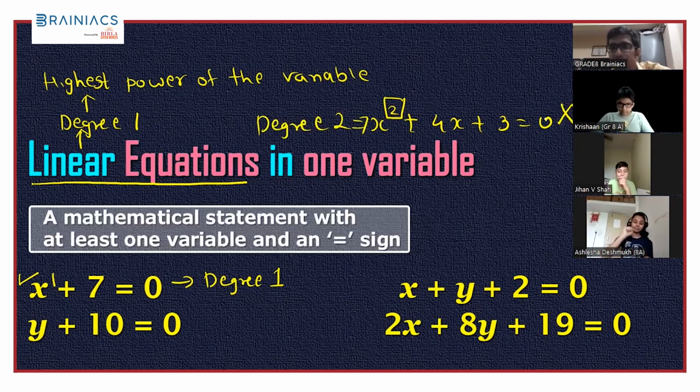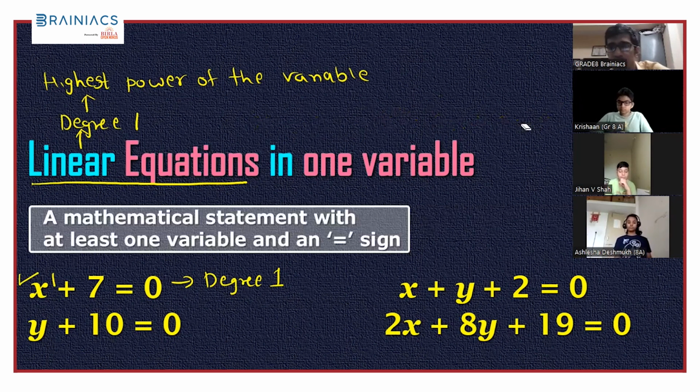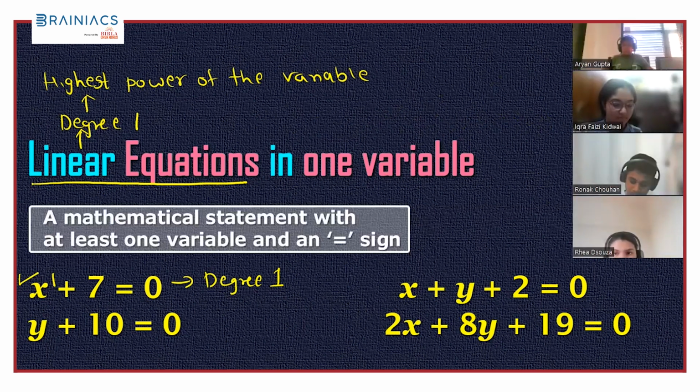And sir, what is this 4? This 4 is called the coefficient. Coefficient of X. Clear, everybody? Everybody understood this much? Any doubt? Okay. Let us continue.